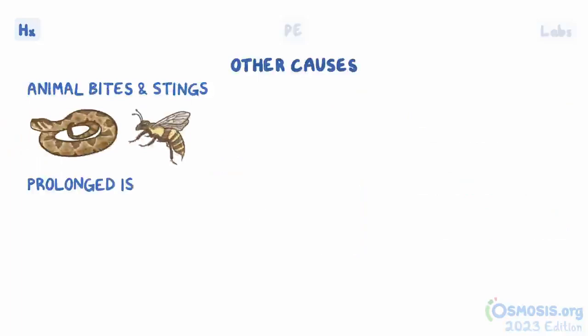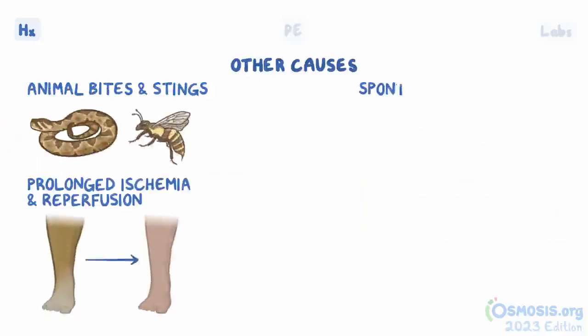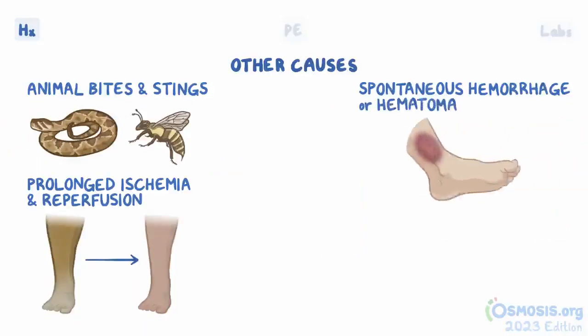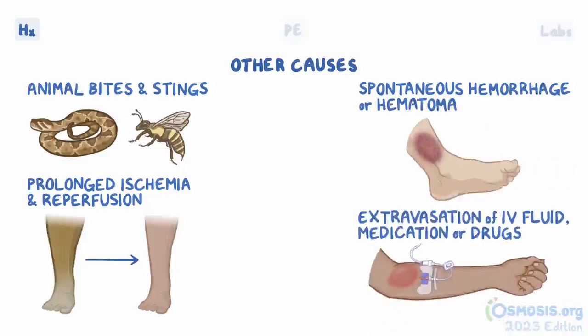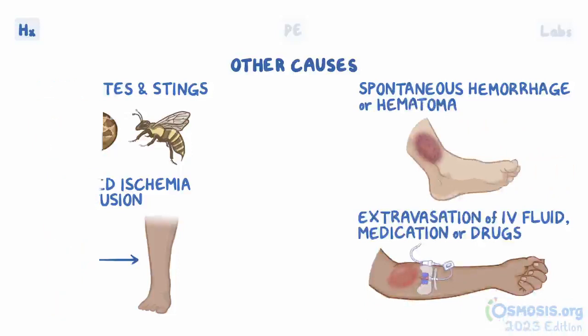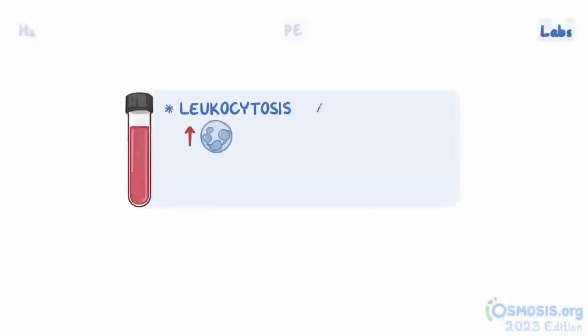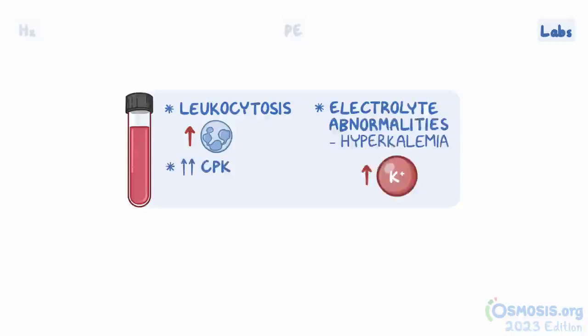You should also look out for other causes, such as animal bites and stings, prolonged ischemia and reperfusion, spontaneous hemorrhage or hematoma, and even extravasation of IV fluid, medications, or drugs. On the flip side, labs typically reveal leukocytosis, electrolyte abnormalities such as hyperkalemia, and elevated CPK and lactate.